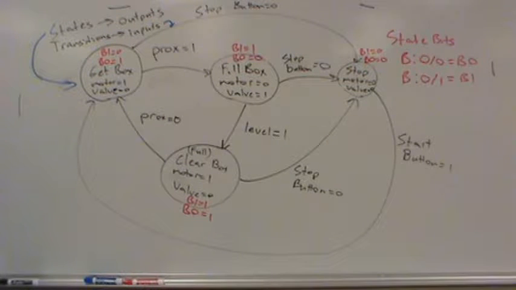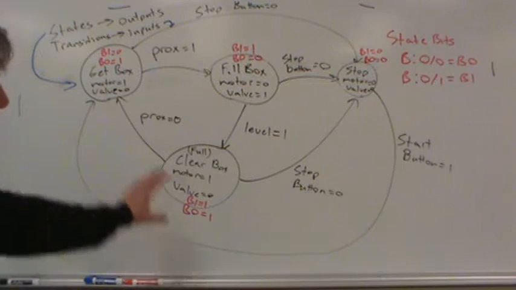I'll put these in order in a moment once I know their actual addresses. The prox sensor is at I:1/3. The level sensor is at I:1/4. Start button, I don't remember, let's see, 1/0, so I:1/0. Stop button must be 1/1. Yeah. So I:1/1. So there are the addresses of all the inputs that are related to all the transitions.